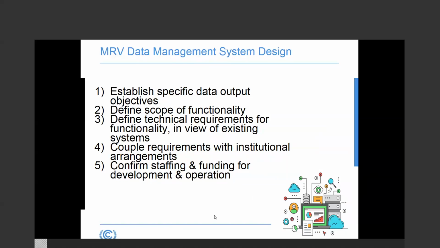We already have a pretty good idea of what our data objectives are, as these are more or less defined through the Katowice rulebook and will, no doubt, be further refined. The next step is to define the system scope and its basic requirements. Next slide, please.